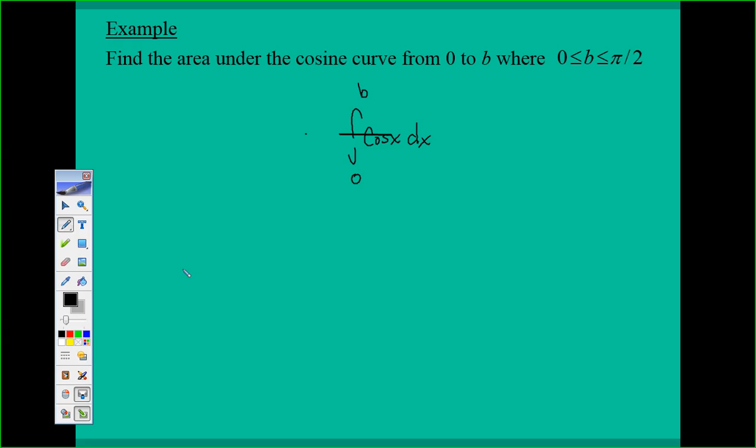Now, thinking about what's going on here, we have the cosine curve, and it's saying we want to be able to find the area under the curve from x equals 0 to some value b. And then b has to be between 0 and pi by 2. So essentially what we're going to be finding is an expression that will allow us to plug in a value between 0 and pi by 2 to find the area under the cosine curve up to that point, whatever point we choose.